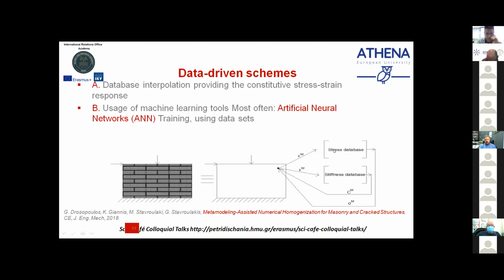Well, the idea, as I told you, is to create a database with all quantities that are needed, stresses, strains, stiffnesses, and then this database interpolation provides the constitutive stress-strain response. You can use classical interpolation, you can use artificial neural networks in order to realize this interpolation. You can use even big data analytics in order to move within and choose suitable examples from this database.